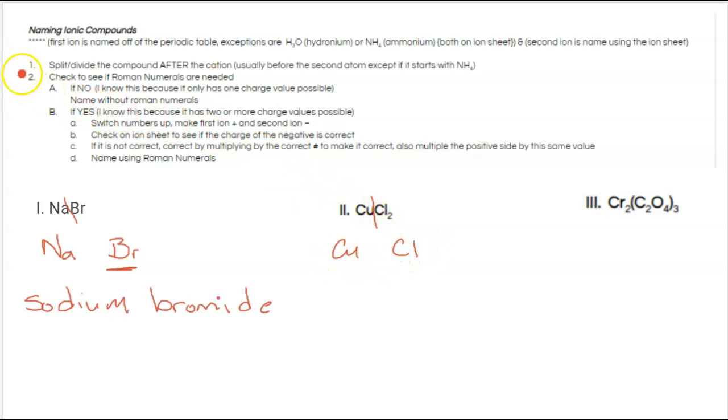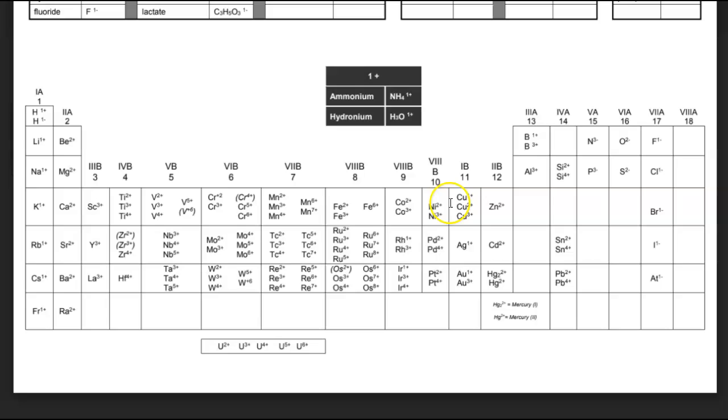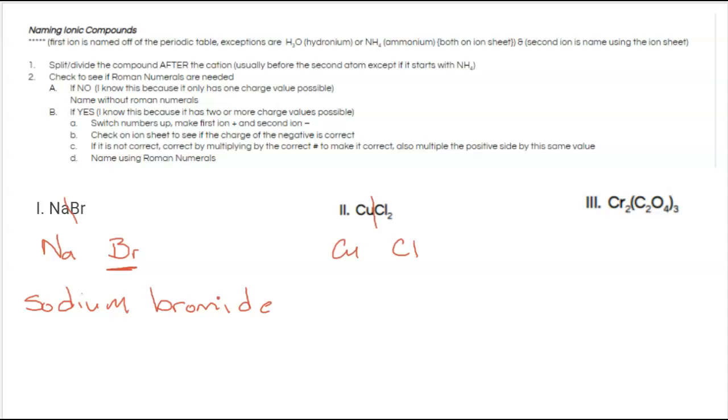So now that I've split it, I'm going to go to step 2 to see if Roman numerals are needed. So again, I go back to my periodic table. When I look at copper right here, there are 3 different choices in the box. So because I have 3 different choices, I need to use a Roman numeral to indicate what charge my ion had. So this is how we figure that out.